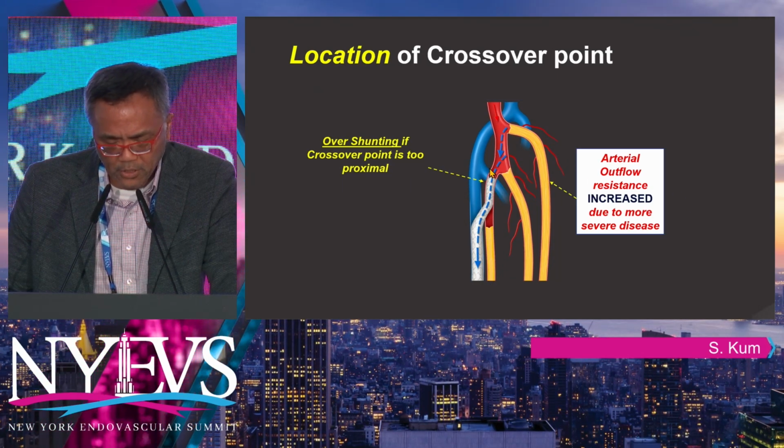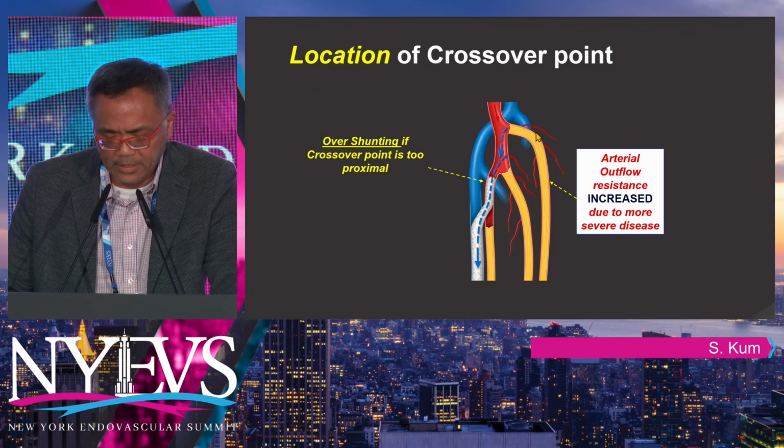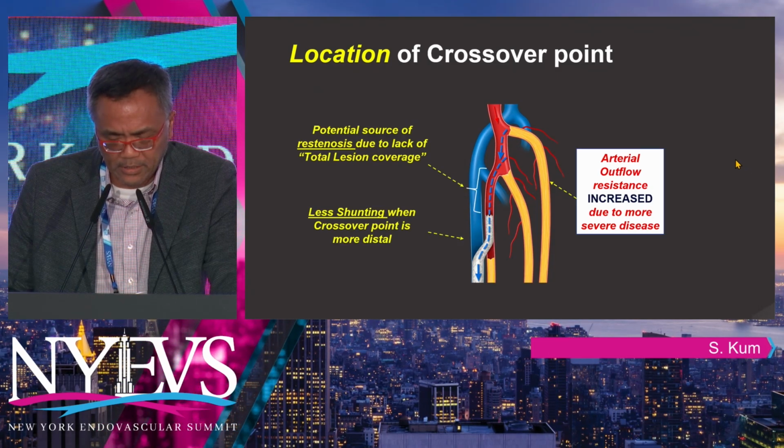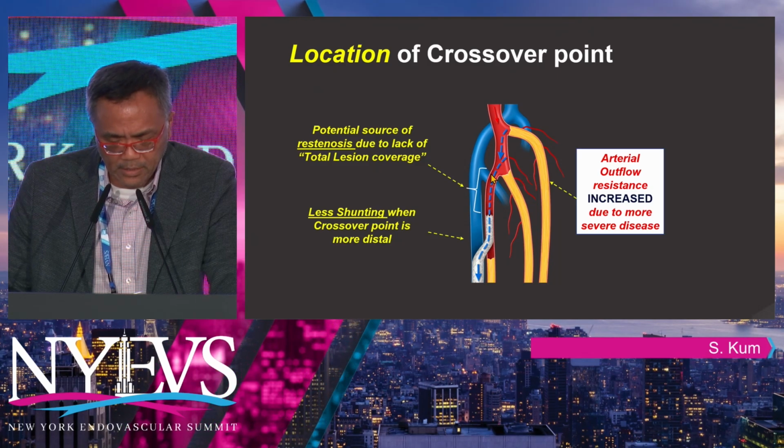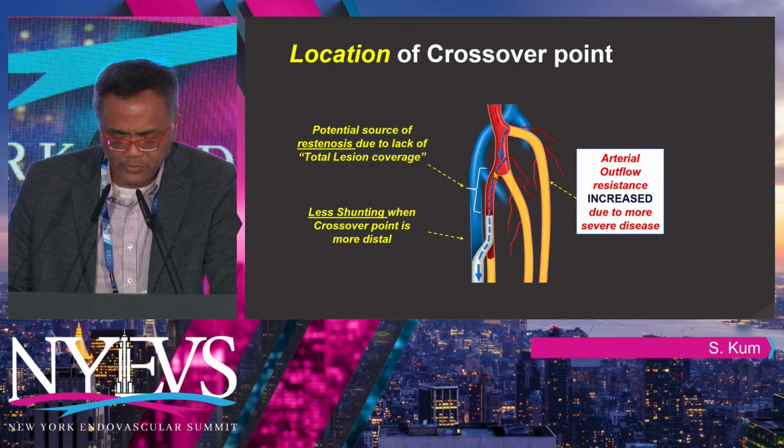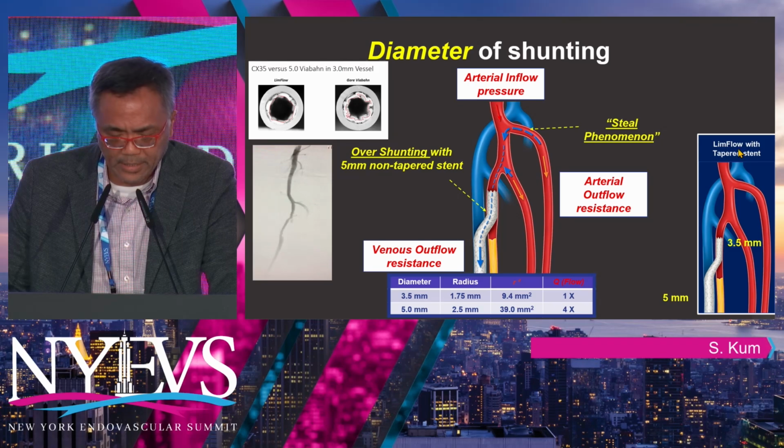In this case, if you cross proximally, then you have a lot more shunting and you might actually steal from the native arterial circulation. Generally, if you do cross distally, then you might be leaving a vulnerable artery above, and that's usually treated with a drug-eluting stent.